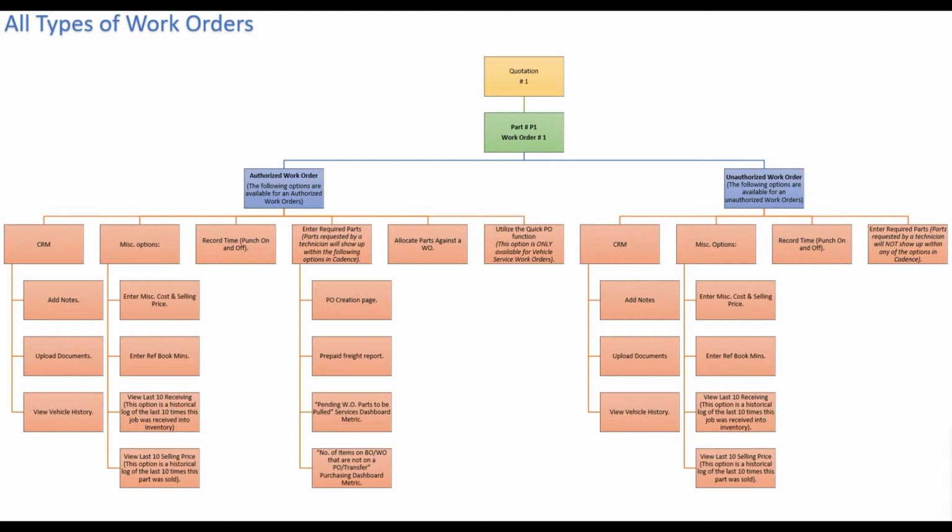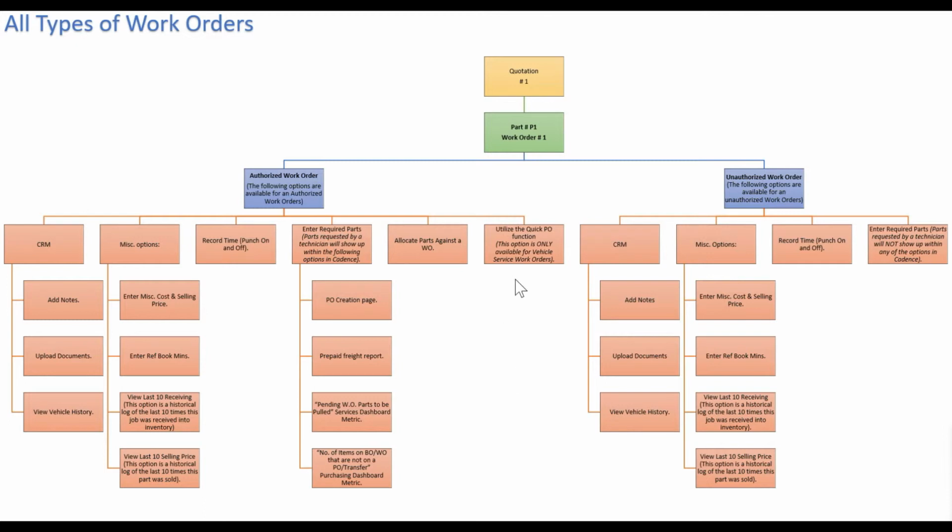It would then show up on all your PO creation pages and whatnot, wherein when you're trying to create a PO, or on your various reports associated with creating a PO, the system would say, hey, these are parts that are required as part of a work order. However, you don't have stock, and hence you need to order the parts.